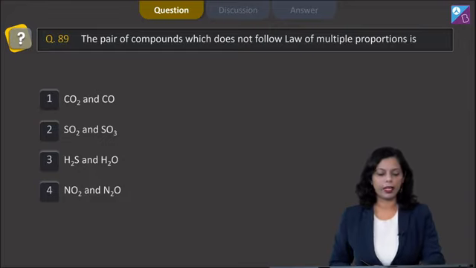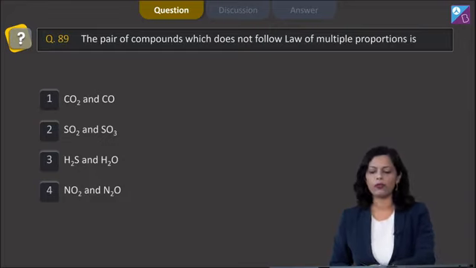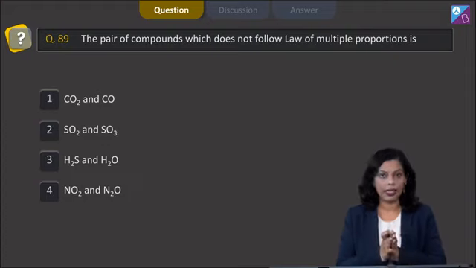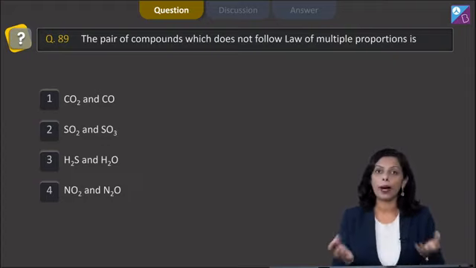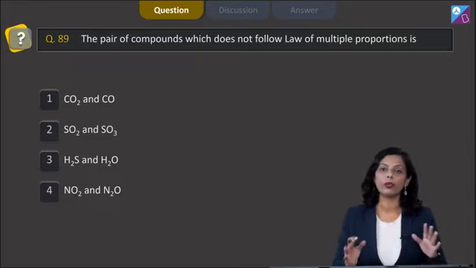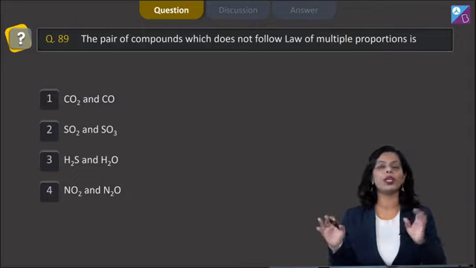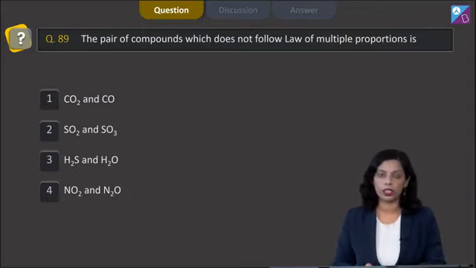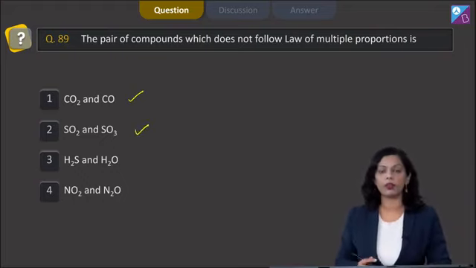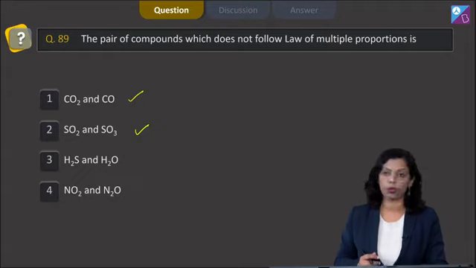Now question number 89: the pair of compounds which does not follow the law of multiple proportions. What is the law of multiple proportions? I hope you are aware that if two different elements combine and form two different compounds, and one element is in the same proportion, then the other element will be in both compounds in a simple whole number ratio. CO2 and CO follow it. SO2 and SO3 are also following the law. Sulfur, one atom, 32 is the proportion in both of them, and oxygen is 2:3, a simple whole number ratio.